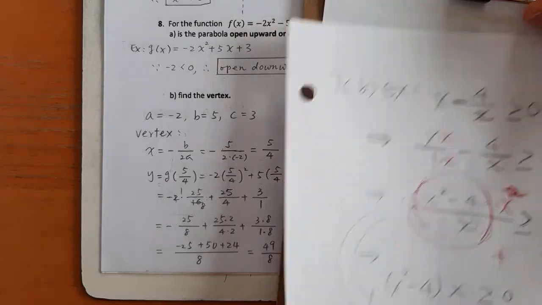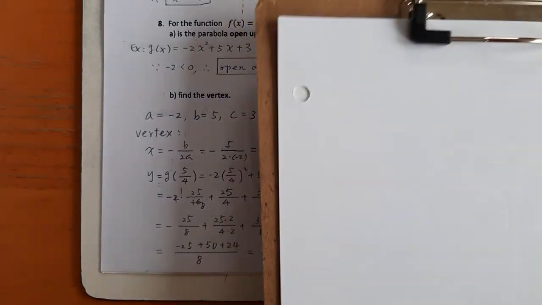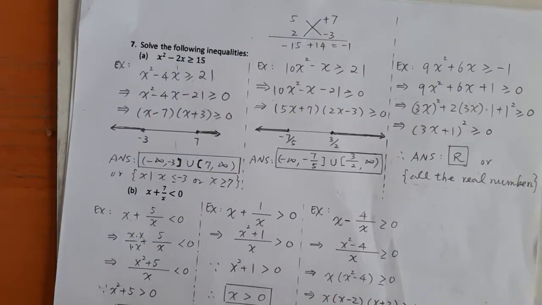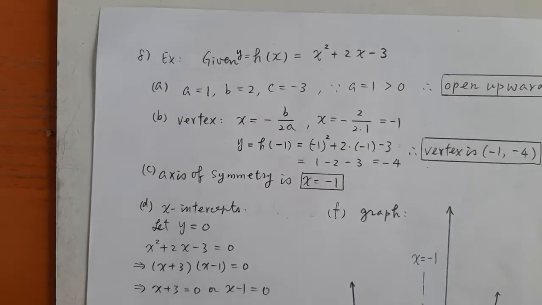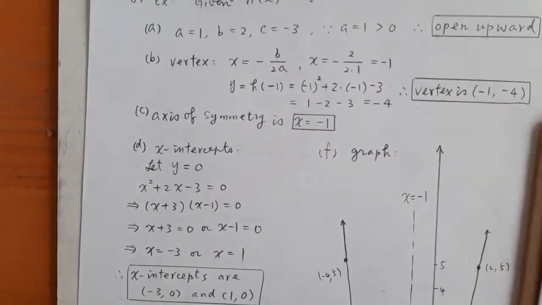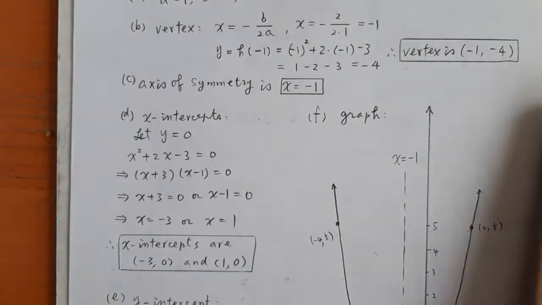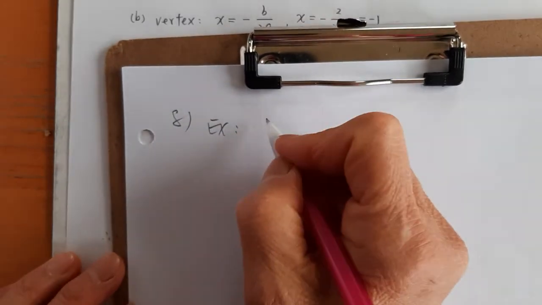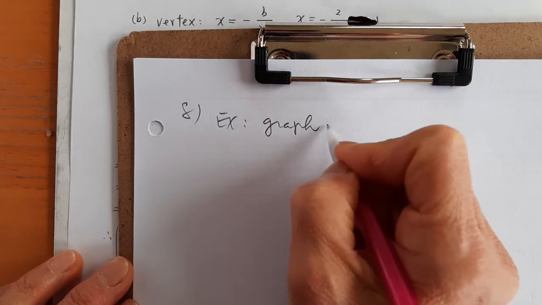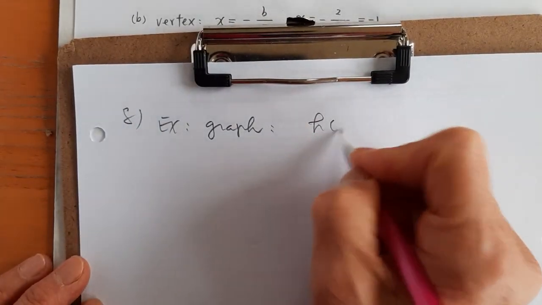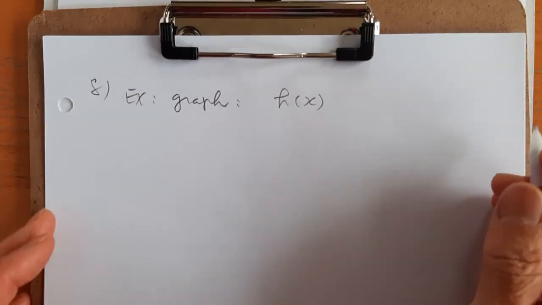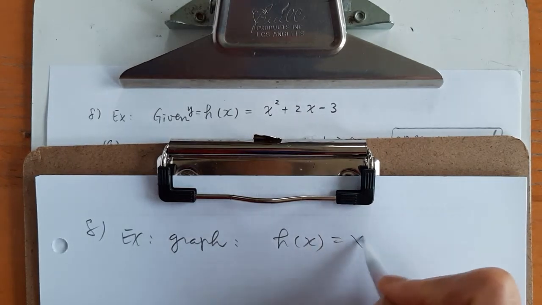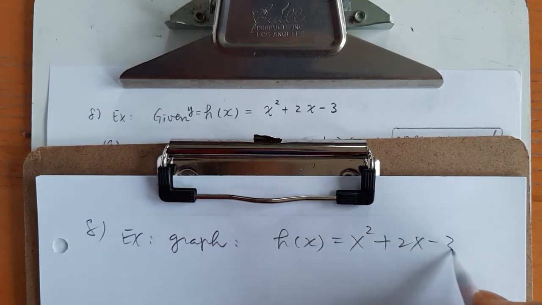Next one, question 8. Question 8 is going to draw the graph. I'm going to talk about one simple example first. The example is to draw the graph for the quadratic function h of x equals x squared plus 2x minus 3. Draw this graph.